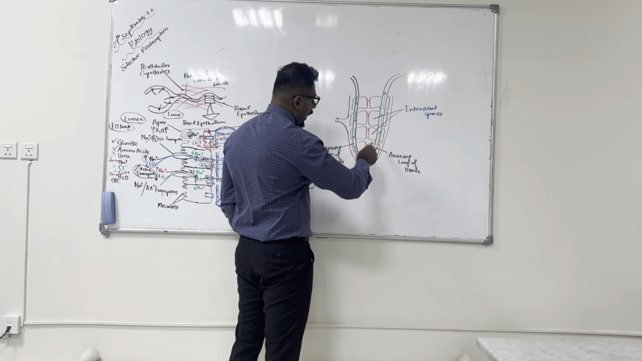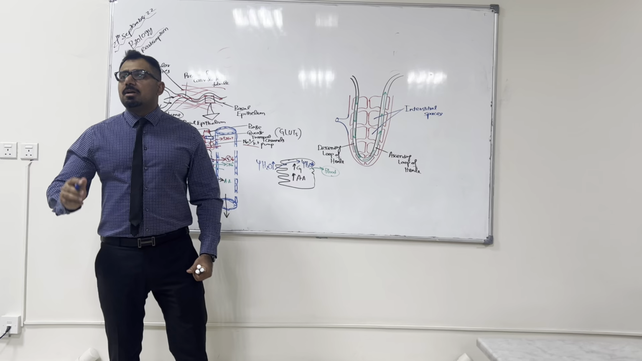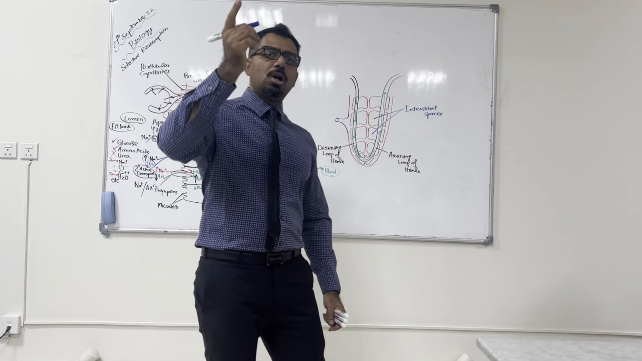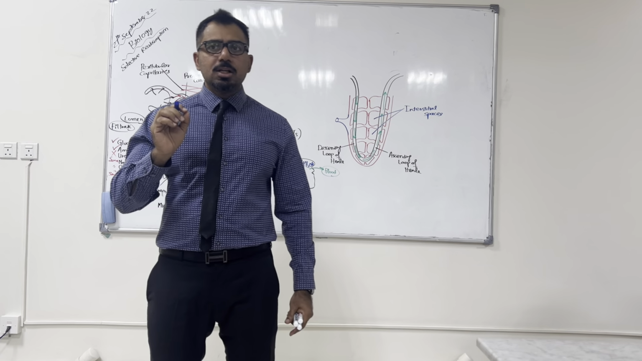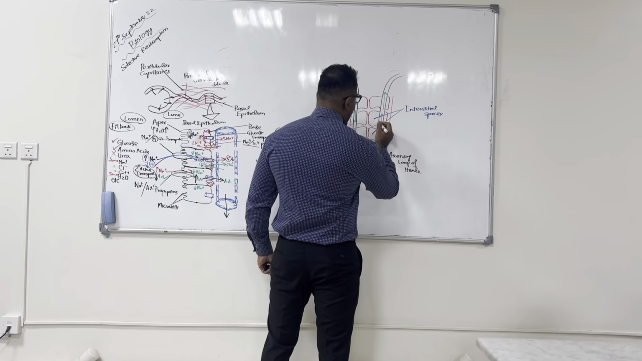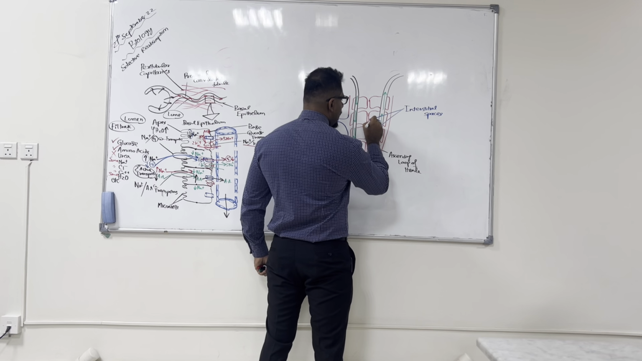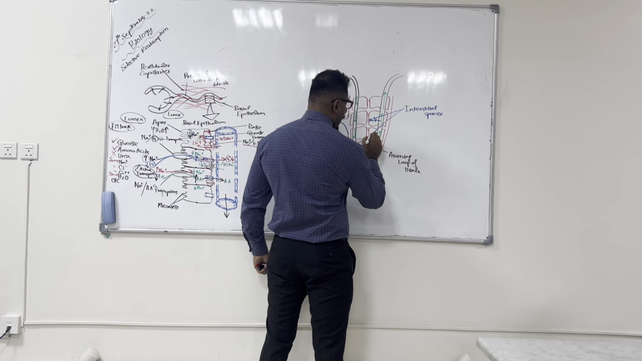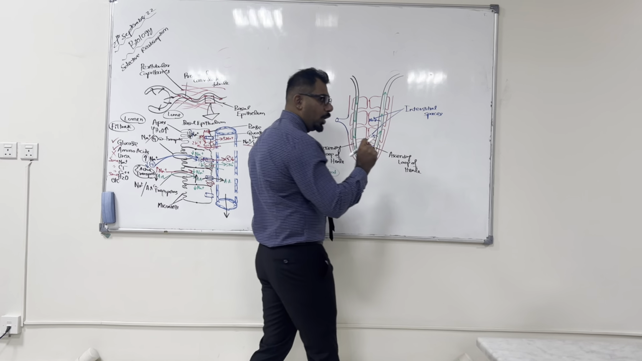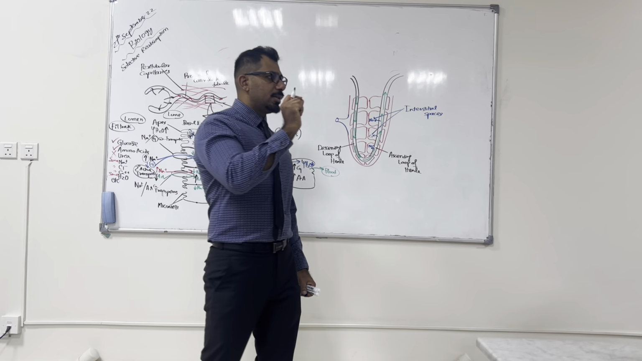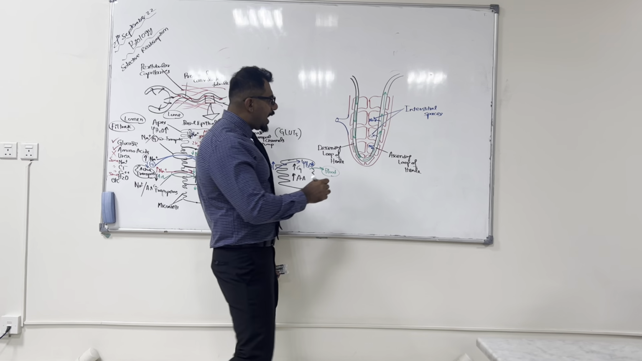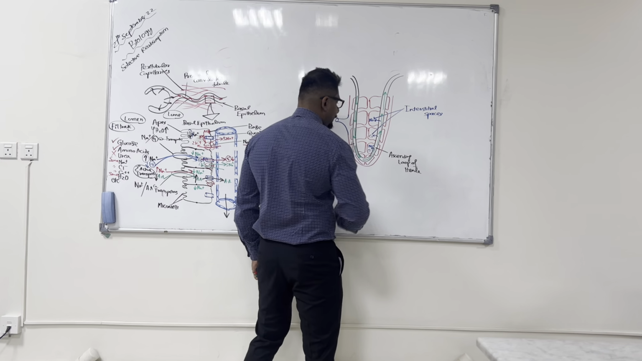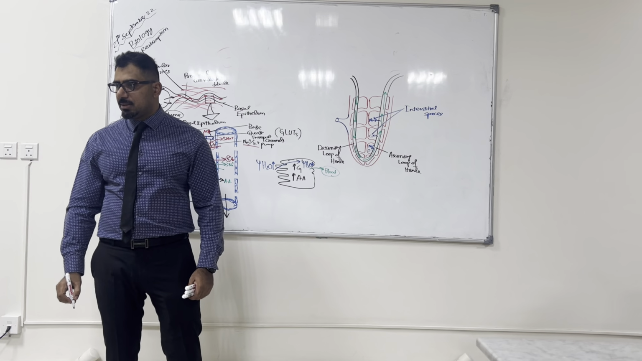Now, what will happen when the filtrate comes down? First, reabsorption of salts will start. Sodium ions and chloride ions will be reabsorbed into the interstitial spaces. They are not going directly back into the blood.